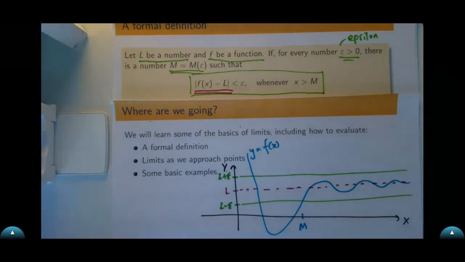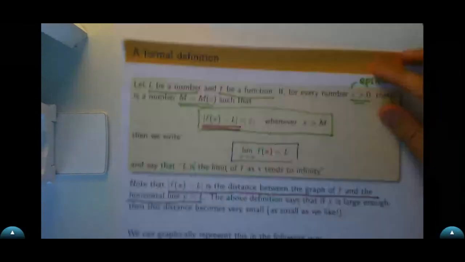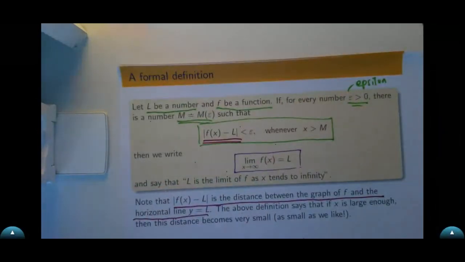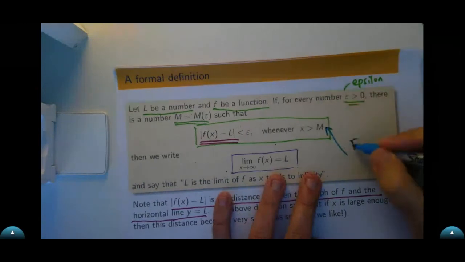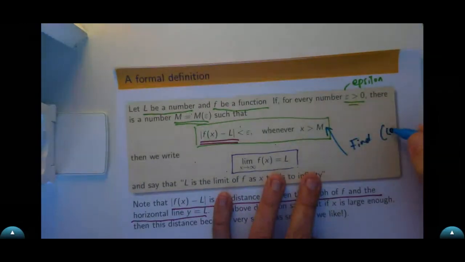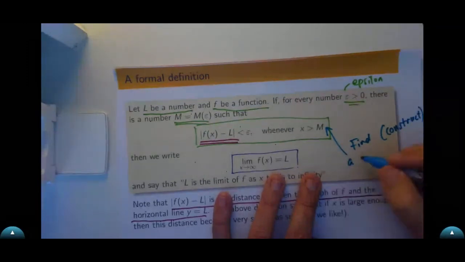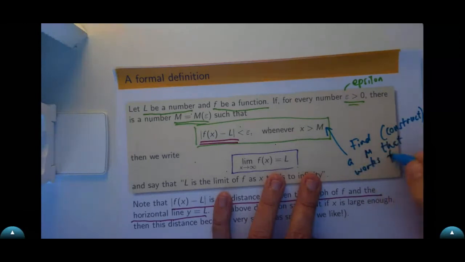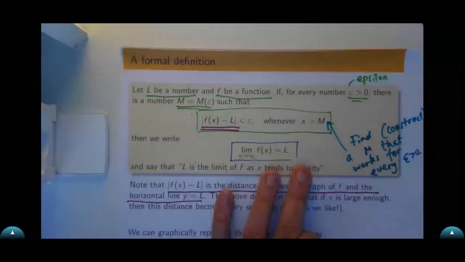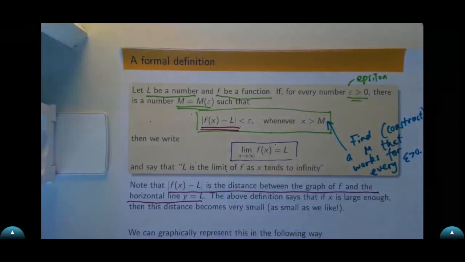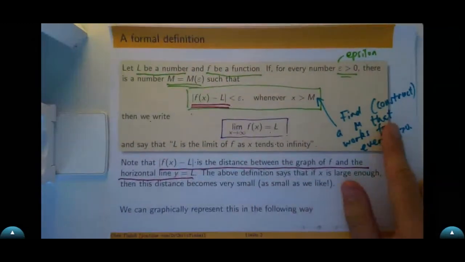Yeah, Alberto, you're absolutely right. The final product will be an M that works for every epsilon. That is exactly right, Alberto. I couldn't have put it better myself. So the idea here is to find or actually construct an M that works for every positive value of epsilon. So that's for you, Alberto.